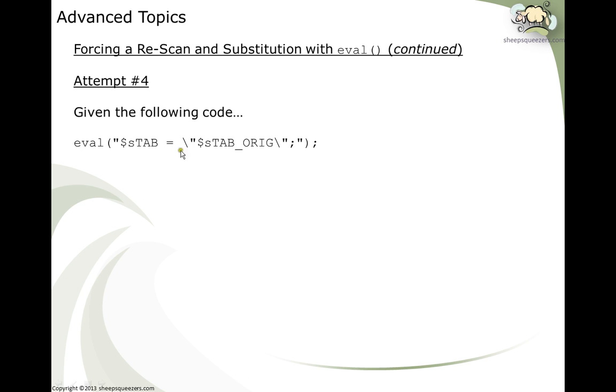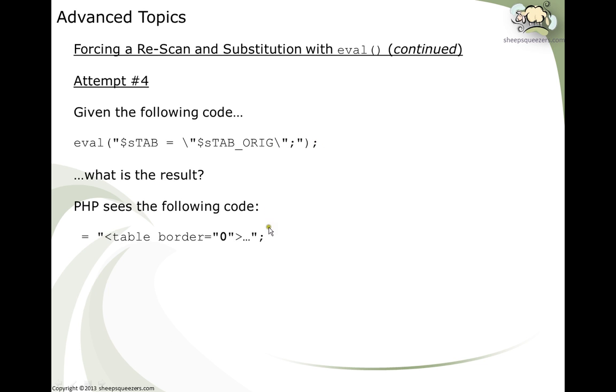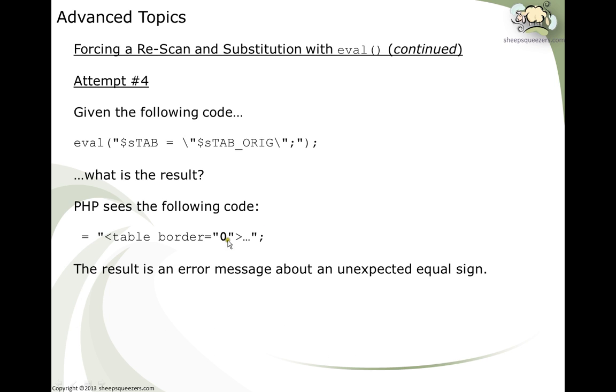Attempt number 4. Okay, given the following code, back to double quotes here: eval, double quotes, $STab equals, and let's escape the double quotes, and let's see what happens in that case. Well, PHP sees this code: $STab, and if it's not defined, you get nothing here, and then you get the equal sign, and you get double quotes. Okay, well that's cool. So double quotes around things, cool. The result again is an error message about an unexpected equal sign, as you would expect. Okay, the result again is a failure.